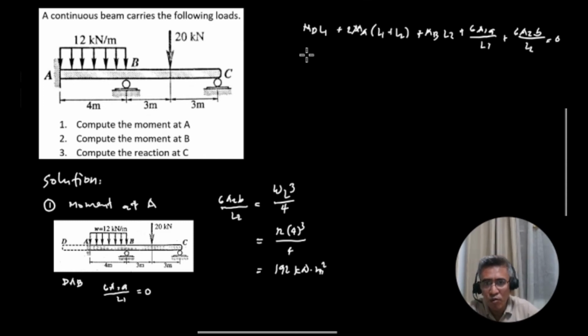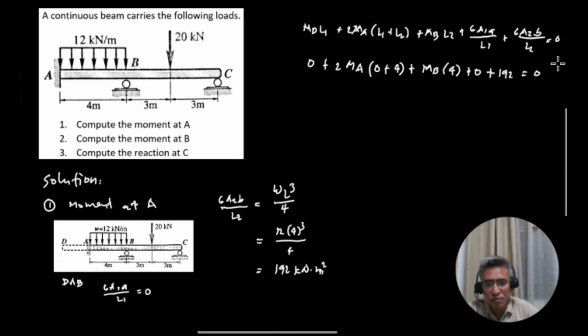And for the moment at D, the value for MD is equal to 0 plus twice of MA, and the lengths are L1 is 0 plus L2 is 4, plus MB times L2, which is 4, plus 6A1 A bar all over L1 of DAB, that's 0, plus 6A2 B bar all over L2, that's 192 positive.